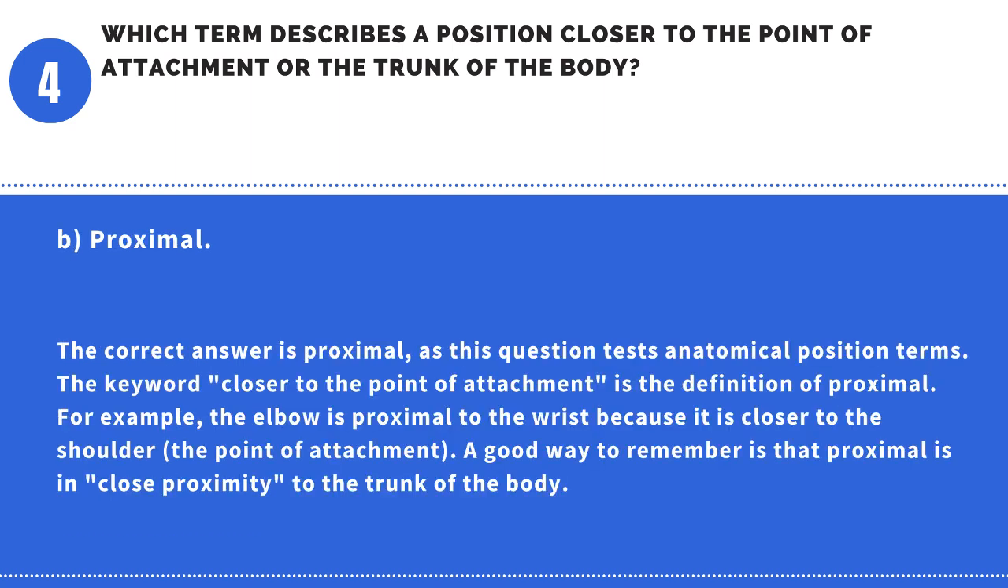Answer: B. Proximal. The correct answer is proximal, as this question tests anatomical position terms. The keyword closer to the point of attachment is the definition of proximal. For example, the elbow is proximal to the wrist because it is closer to the shoulder, the point of attachment. A good way to remember is that proximal is in close proximity to the trunk of the body.